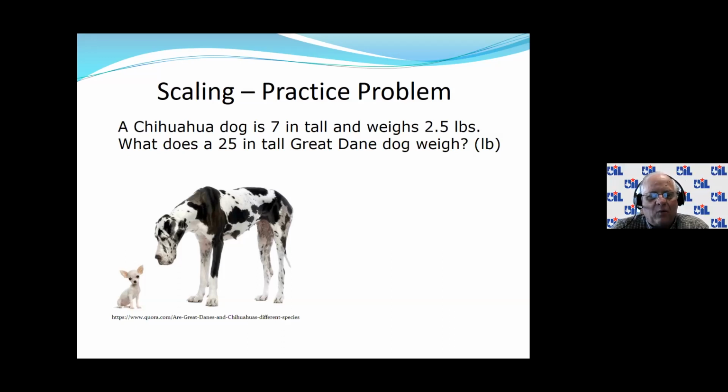Again, what we're assuming here is that a Chihuahua and a Great Dane have the same shape. I think to a first order, that's probably pretty good. I'm looking at the figures here, and they seem to be reasonable. It's not perfect, but maybe good enough for an approximation. So if you have a calculator, why don't you go ahead and chug this one out and see if you can figure out how much the Great Dane weighs.